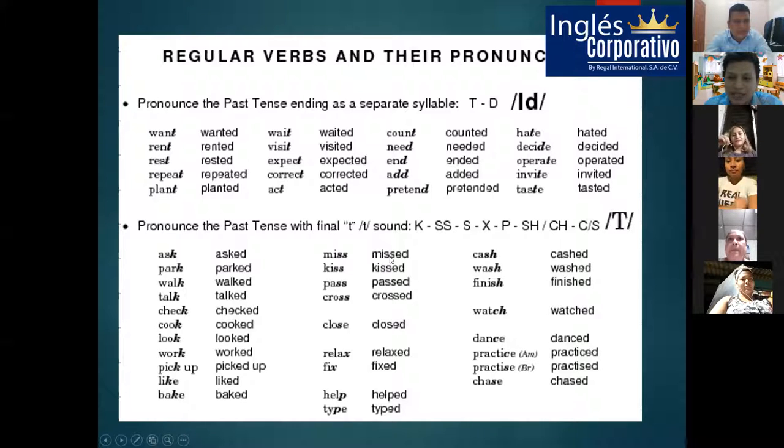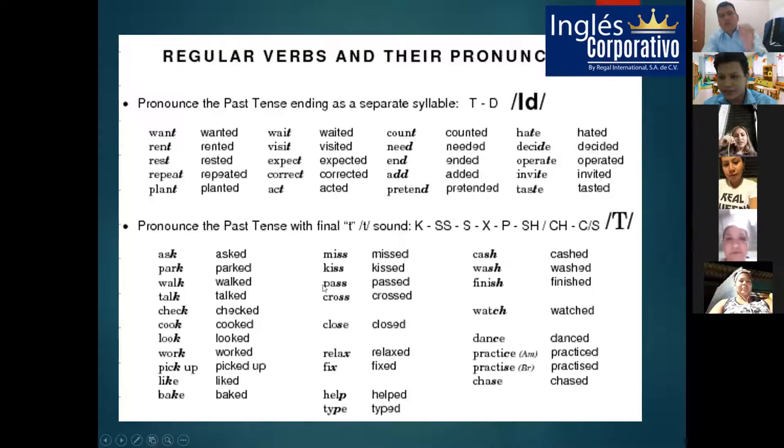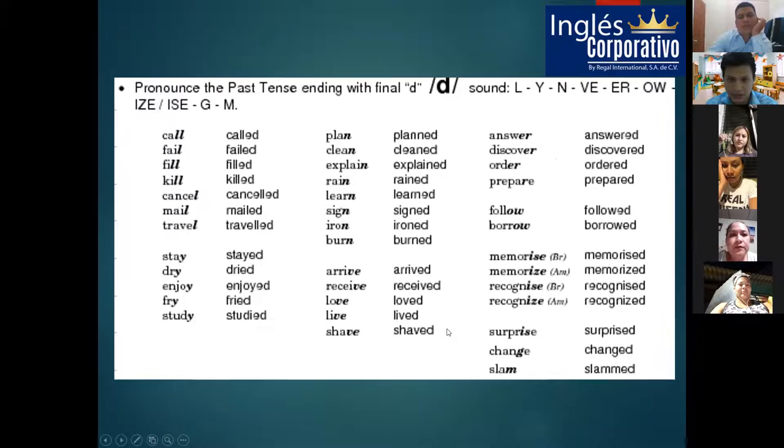Como cuando estornuda el gatito, right? Okay, good. Kissed, closed, relaxed, and so on. Helped, type. Don't worry about it. Esto ustedes lo pueden seguir estudiando en un tiempo libre, because of the time. Esto se lo voy a mandar through WhatsApp. Do you agree? Okay, teacher.